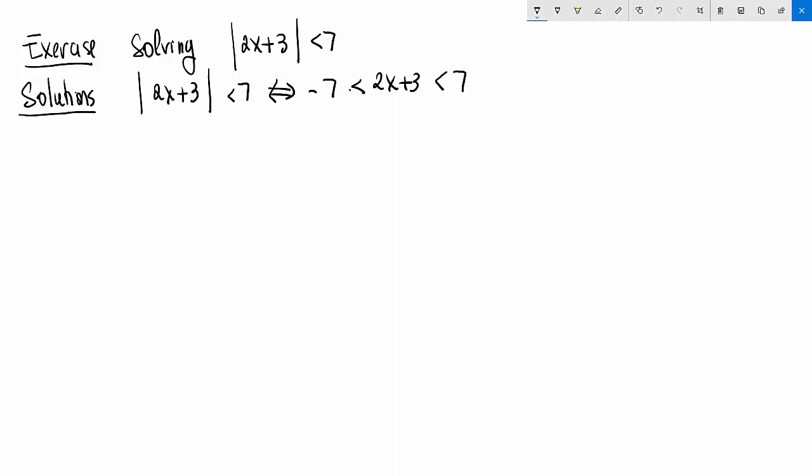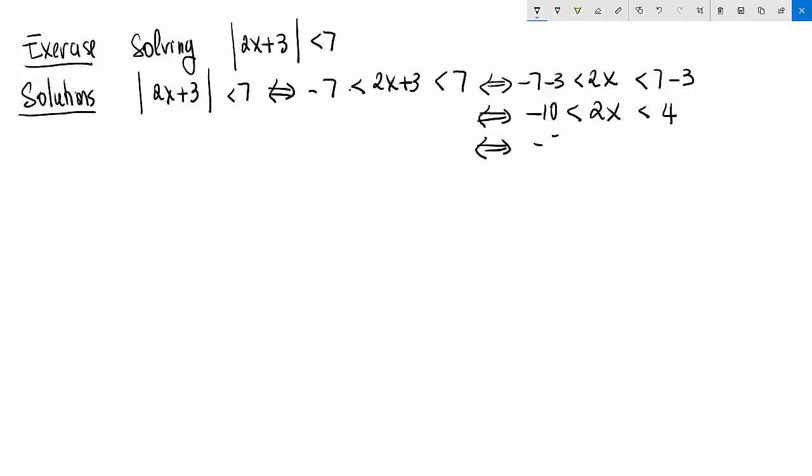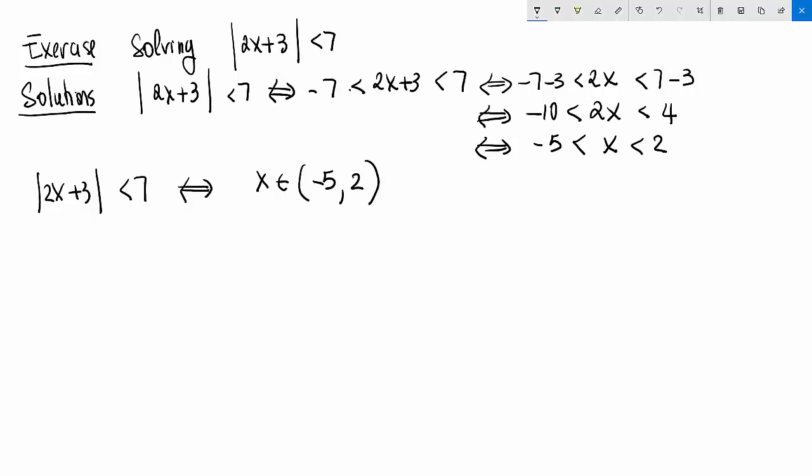Okay, and then this should be pretty straightforward from there. So then we get that negative 7 minus 3 is less than 2x, which is less than 7 minus 3, which is then negative 10 is less than 2x, which is less than 4, and then dividing this inequality by 2, we get that negative 5 is less than x, which is less than 2. So we can then say that the absolute value of 2x plus 3 is less than 7 if and only if x belongs to the open interval negative 5 to 2. Okay, easy enough. So next, let's look at the following inequality.